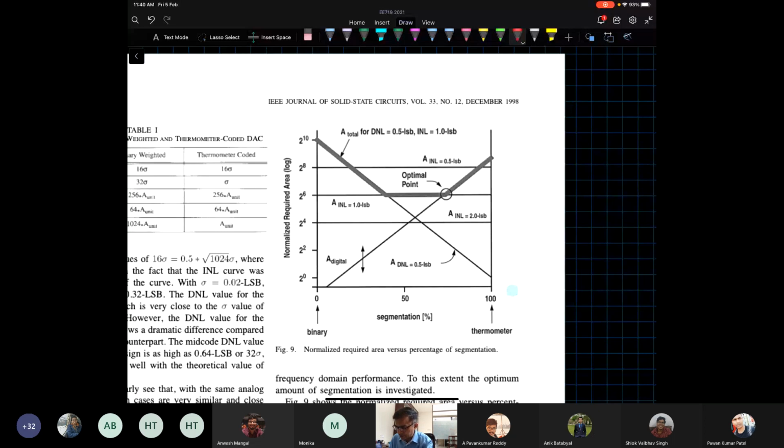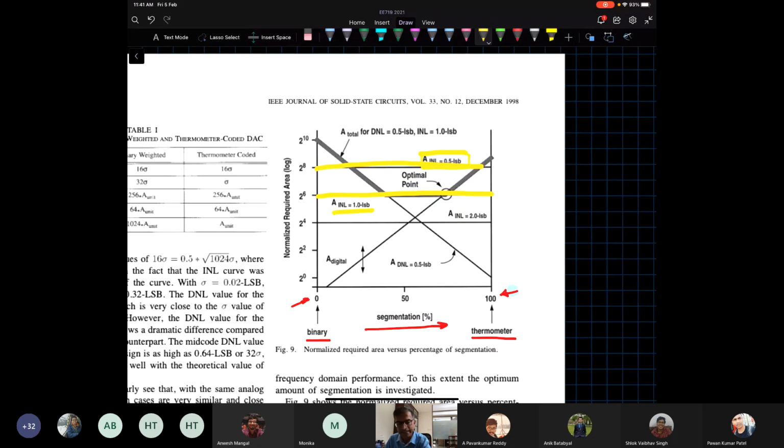What you see here on the bottom x-axis is, on the left side, the binary DAC design, and on the right side, the thermometer design. The 100% means it's 100% thermometer, versus 0% thermometer, which means it's binary. This is the segmentation, going from left to right. Now, if you just look at the INL specification, it doesn't really depend on the architecture of your design, so the INL is pretty flat. Here, if I want an INL of 0.5 LSB, this is the curve that I need to be on. And if I want an INL of 1 LSB, then I should be on this particular curve. That's what it's telling me.